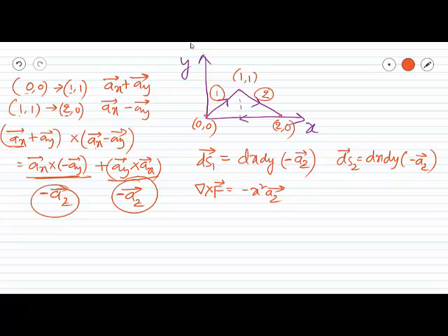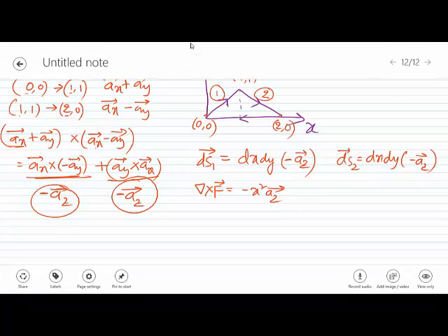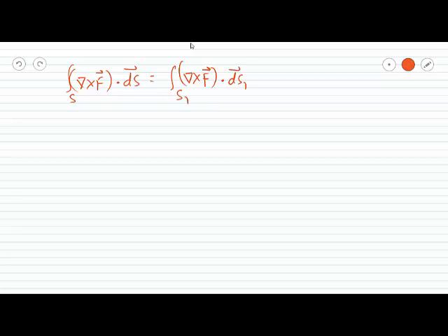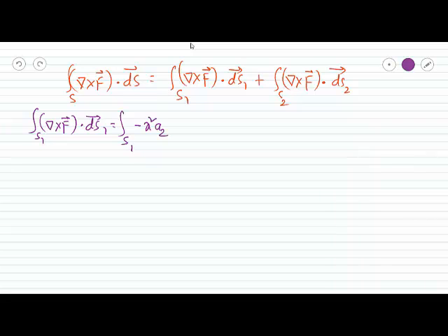Now we already have ∇ × F bar equal to −x² a_z bar. So let us evaluate this integral for the two surfaces. The open surface integral of ∇ × F bar · dS bar is equal to the integral over S1 of ∇ × F bar · dS1 bar plus the integral over S2 of ∇ × F bar · dS2 bar. Let me integrate the two integrals separately. The first integral is over S1 of −x² a_z bar · dx dy (−a_z bar). Minus into minus will be plus, so it is the integral over S1 of x² dx dy.